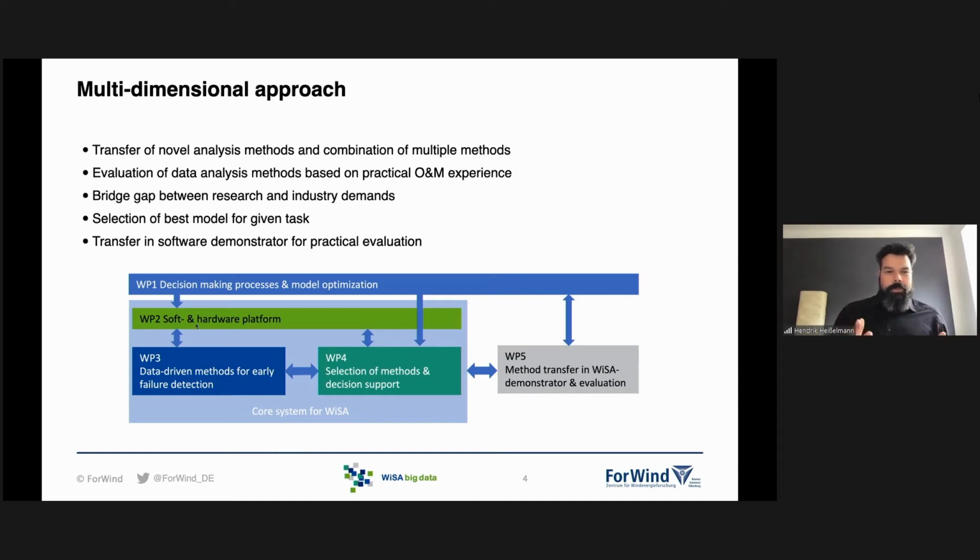And in order to not only do that from a research perspective, we have a work package which is dedicated to the decision-making processes of our industry partners and the optimization of the decision model, basically. And in the end, what we want to come up with is to take some of the selected methods we have in this project and transfer those into a demonstrator software, which can be used by the operators in terms of a practical evaluation.